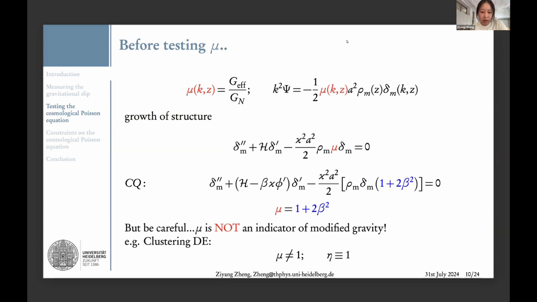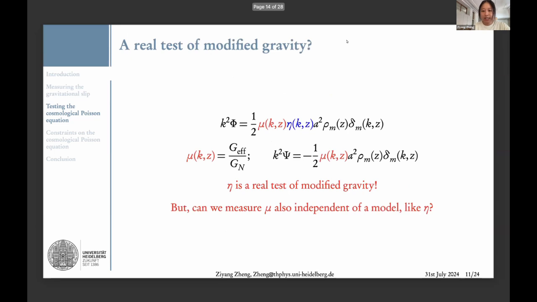But one thing I want to emphasize here is that mu is not an indicator of modified gravity. For instance, in some scenarios, like the clustering dark energy scenario, mu deviates from 1, but this is purely due to the intrinsic property of dark energy. But in this case, eta still remains 1, so there's no modified gravity here. So that is something that we should be careful about.